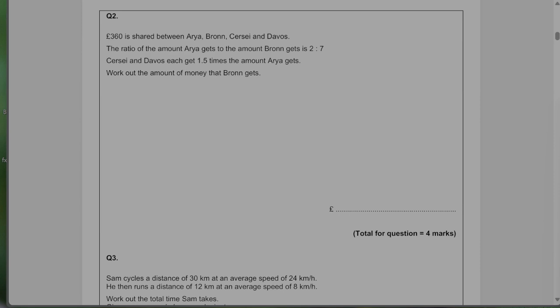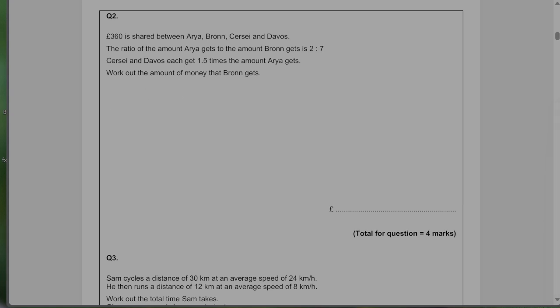Question 2. £360 is shared between Arya, Bron, Cersei, and Davos. The ratio of the amount that Arya gets to the amount that Bron gets is 2 to 7. Cersei and Davos each get 1.5 the amount that Arya gets. Work out the amount of money that Bron gets.